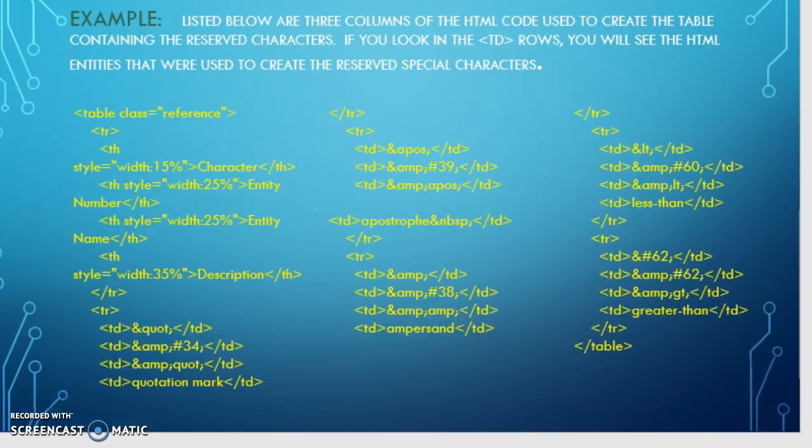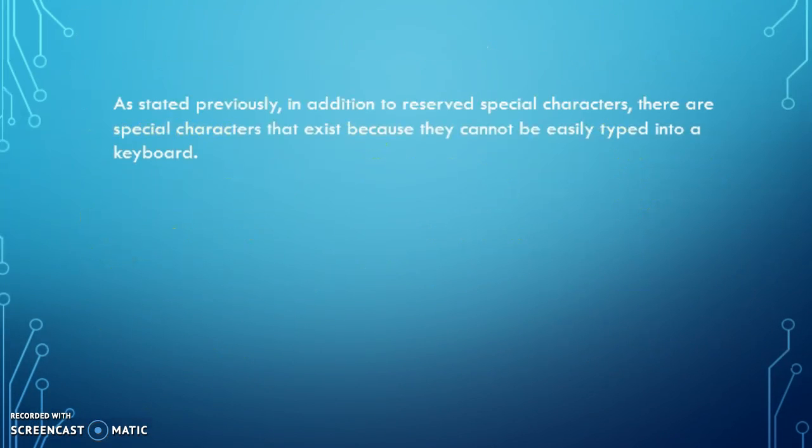Here is an example I wanted to share with you. Listed below are 3 columns of the HTML code used to create the table containing the reserved characters. If you look in the TD rows, you will see the HTML entities that were used to create the reserved special characters. As stated previously, in addition to reserved special characters, there are special characters that exist because they cannot easily be typed using a keyboard.